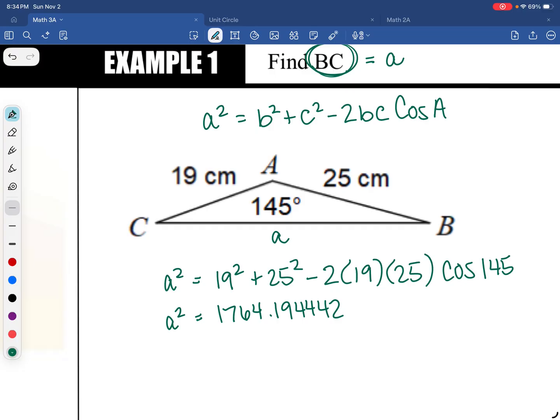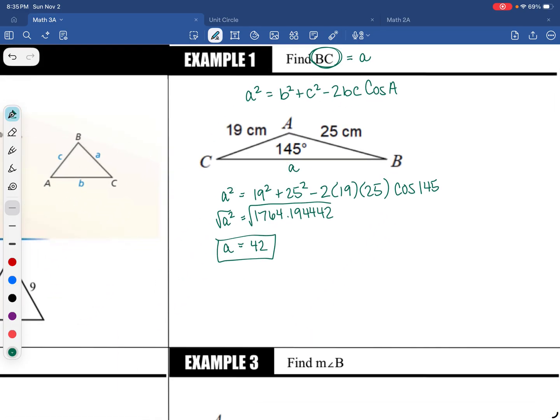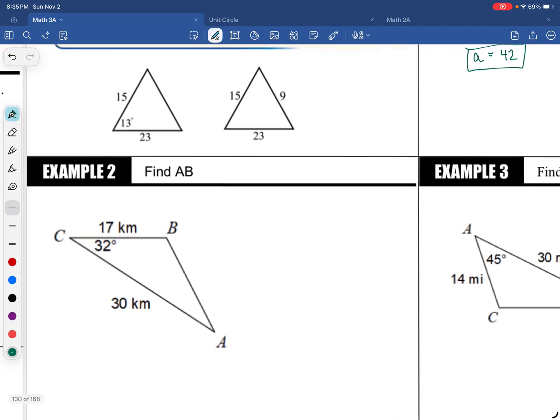Now we have A squared equals that, but we need to square root both sides so that we can get the A all by itself. I'm just going to leave it all in the calculator as it is and square root it, and then we get 42. Technically it's 42.0023, but now is when we can simplify it and call it good. So A is 42. It's nice when you just plug it all in and it's all there for you.